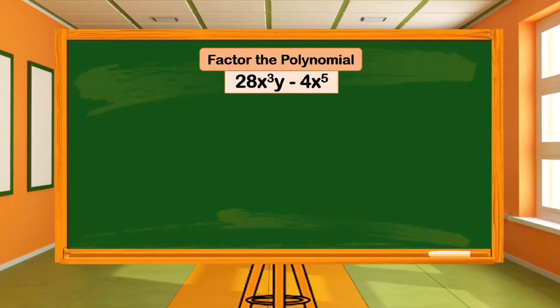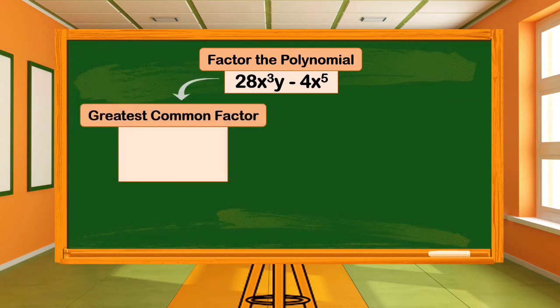Second example, factor 28x cubed y minus 4x raised to 5. For this example, let us first find the GCF of the numerical coefficients. So 28 is equal to 2 times 2 times 7, and 4 is equal to 2 times 2. Thus, the GCF of 28 and 4 is 4.